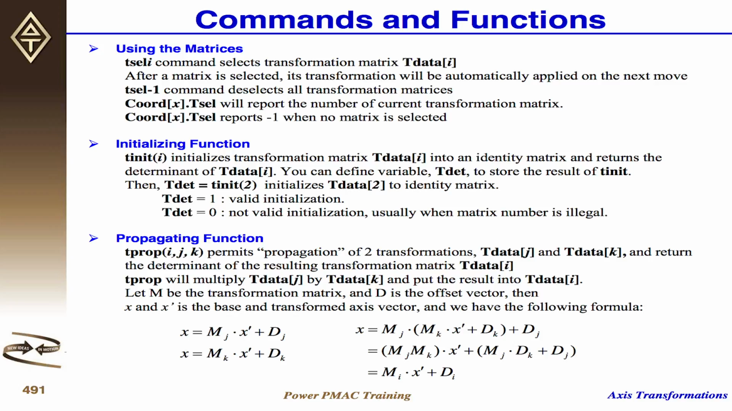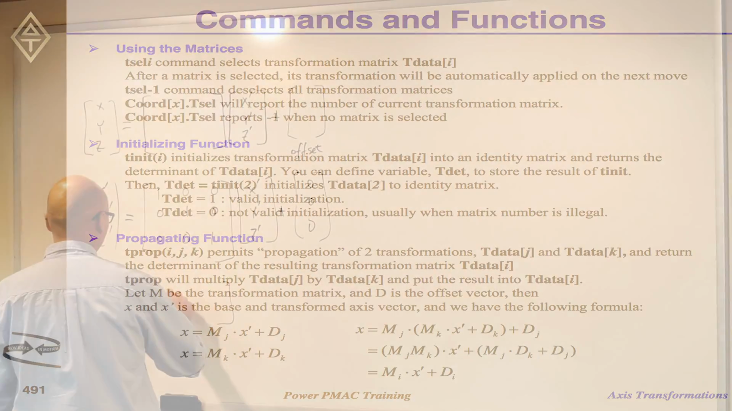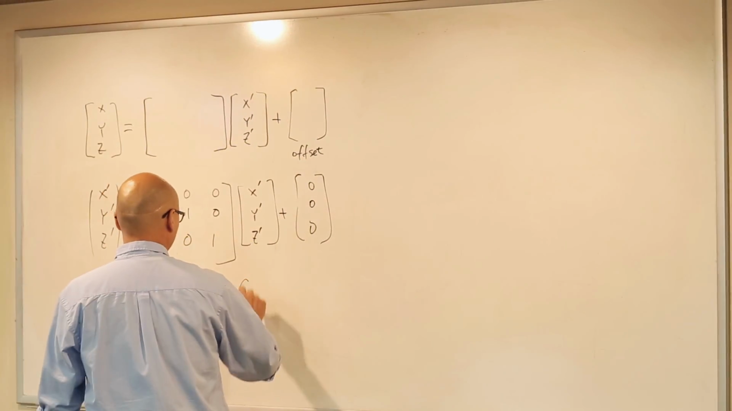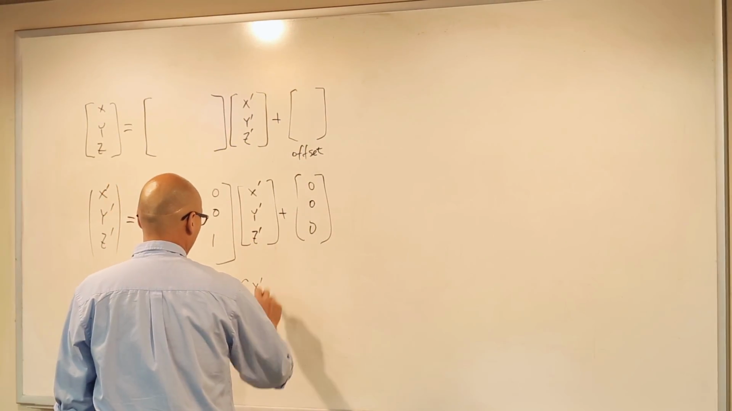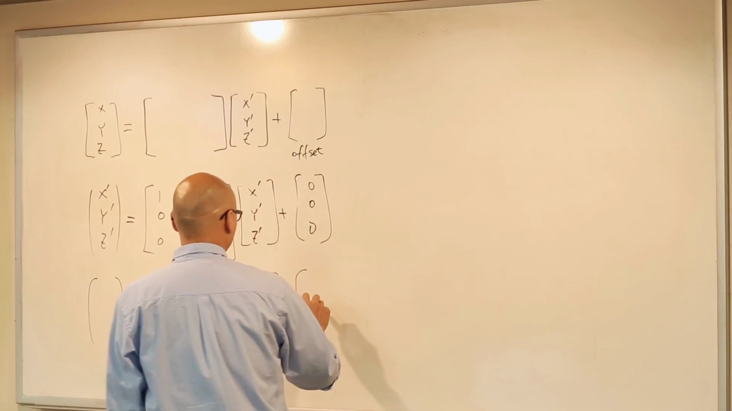Propagation function. This one is the multiplication between two transformations. Meaning, if you define two transformations, let's just say that this is my first transformation, and I have another one with a different matrix called M2, something like this. Of course, with the offset of 2.